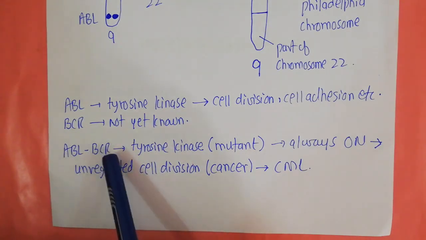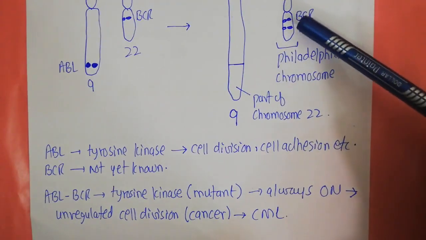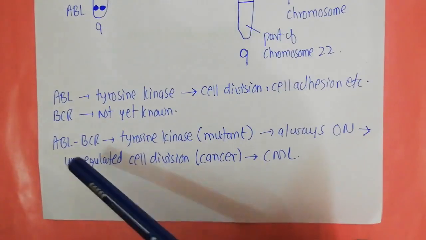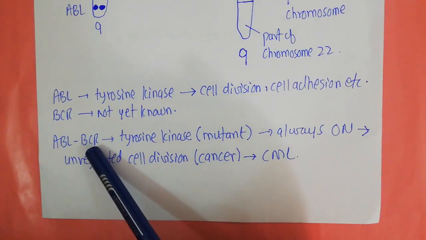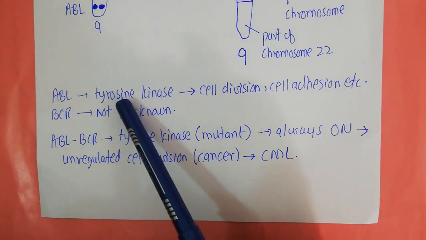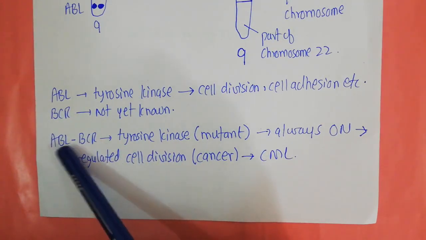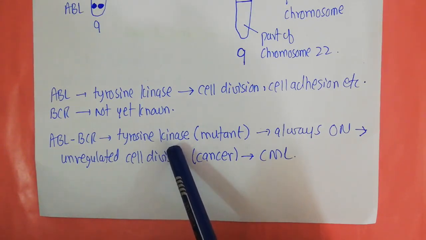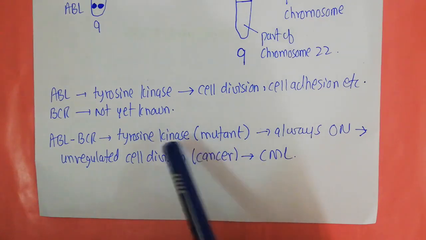But when the ABL and the BCR combine with each other, like in the Philadelphia chromosome, they are now adjacent to each other, they are under the same promoter now. So the ABL-BCR gene, when that is translated into the protein, is again coding for a tyrosine kinase. The normal ABL is coding for a tyrosine kinase. The ABL-BCR gene, this combination, is also coding for a tyrosine kinase. But this tyrosine kinase is a mutant tyrosine kinase. What do I mean by mutant tyrosine kinase then?